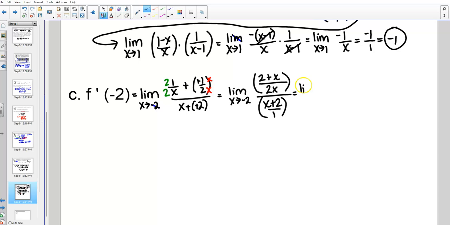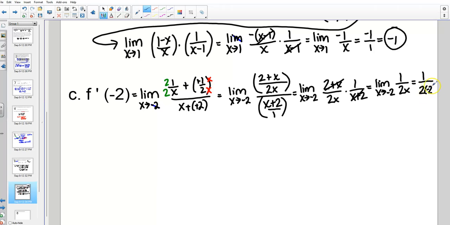And so dividing fractions is easy as pie. We're going to flip the second and multiply. So we got 2 plus x over 2x times 1 over x plus 2. And we can cancel the x plus 2's because 2 plus x is the same as x plus 2. So now we're doing the limit as x approaches negative 2 of 1 over 2x. And that will give us 1 over 2 times negative 2. So we should get negative 1/4 for the answer.